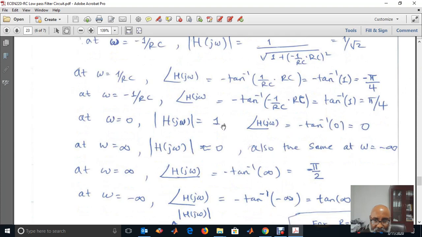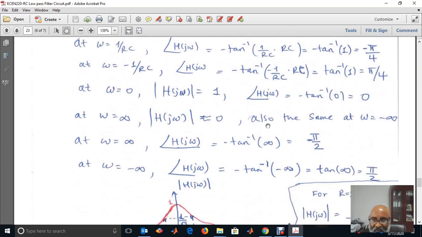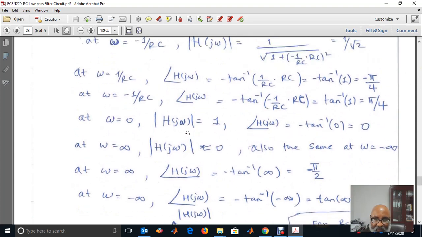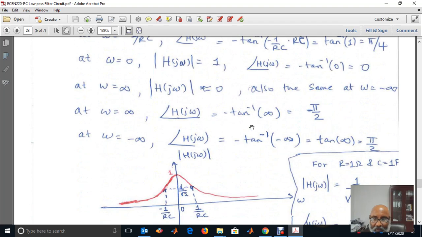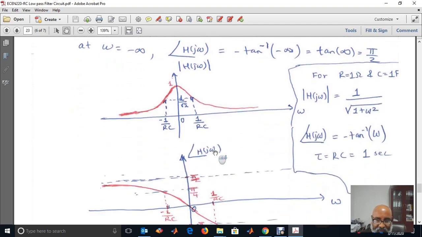At omega 0, the magnitude is 1. At omega infinity, the magnitude is 0, because 1 over infinity is 0. And at omega minus infinity, the magnitude is also 0. At omega infinity, the angle is minus tan inverse of infinity, which is minus 90 degrees, or minus pi over 2. And this is the plot of the frequency response as a function of omega.